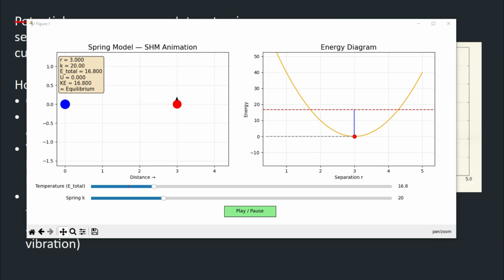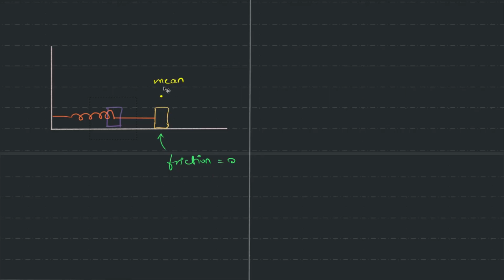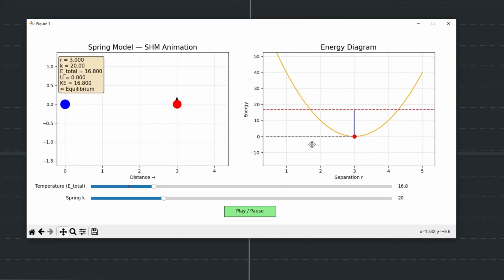Okay. So you understand this. When you have something at the mean position, right? What is the potential energy? Try to recall. In the mean position, the potential energy is 0, while the kinetic energy is the maximum possible value for that particular situation. Okay, so that's what is happening over here.